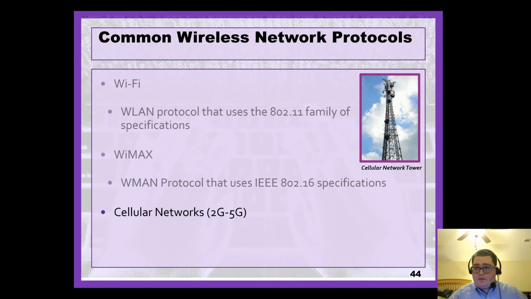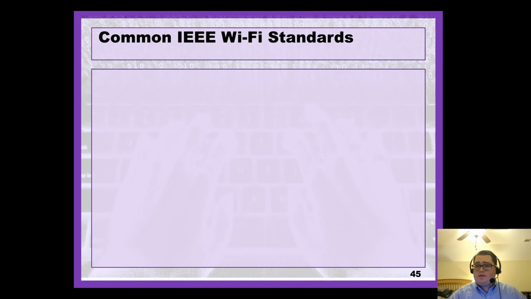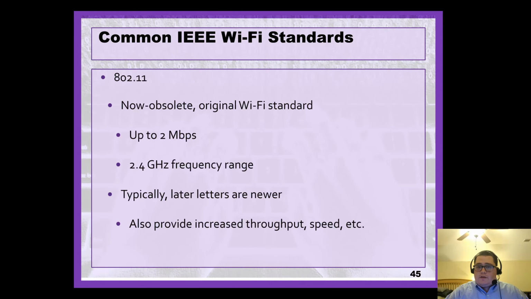Then you have cellular networks, 2G through 5G. And you have Bluetooth and other WPAN protocols such as Zigbee, IrDA, IEEE 802.15, and so on. These are not covered in depth here. We saved those for the mobile devices lessons and the wearable devices lessons, but I wanted to include them here because they are common wireless network protocols. So now we'll go into some common IEEE Wi-Fi standards.